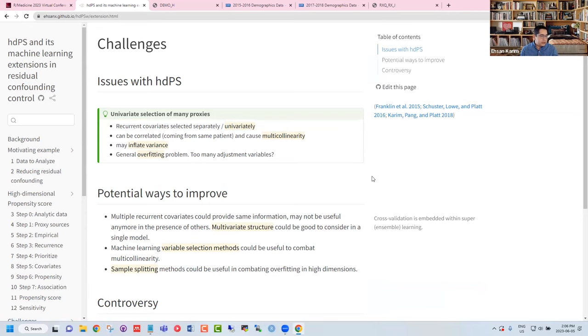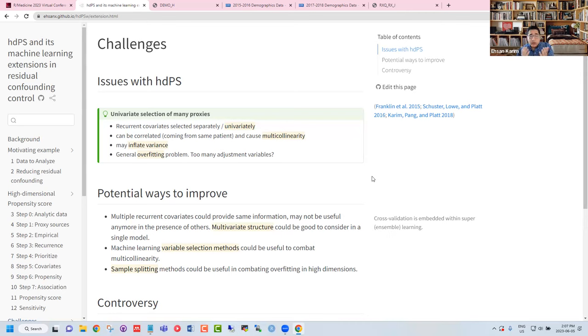Okay, so let us move on. We did talk about the high-dimensional propensity score algorithm already. Let us talk about some of the challenges of using it. Remember, the core of the high-dimensional propensity score algorithm is basically the Bross formula. And remember in our analysis, we had 143 covariates, and we used the Bross formula 143 times to get all of these log absolute bias estimates, right?